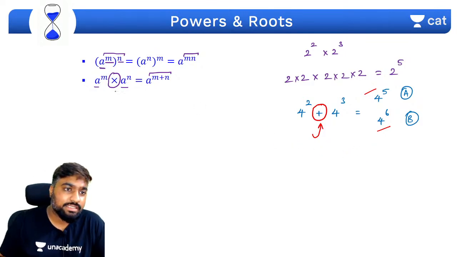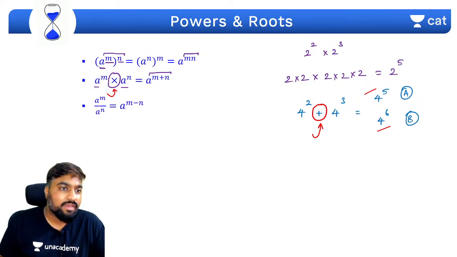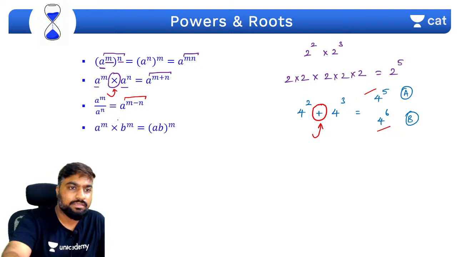So this is product of two terms where the bases are equal. You add the exponents. Same way, if you were to divide them, then you subtract their exponents.